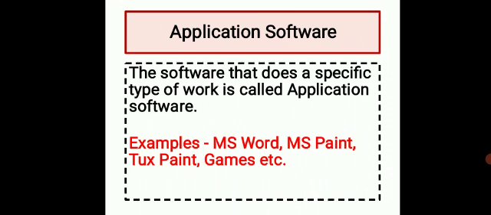Just like games. Games are used for entertainment only. MS Paint, it is used for drawing pictures only. Calculator, it is used for doing calculations. WordPad used for typing and making corrections in the text. These are the application software which perform a specific task, a particular task.